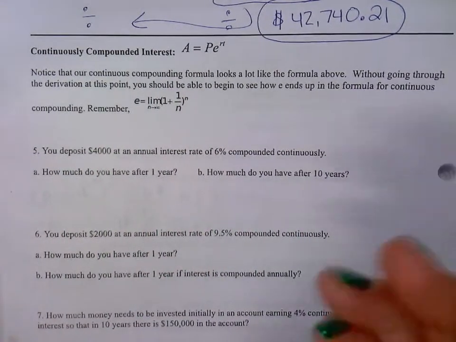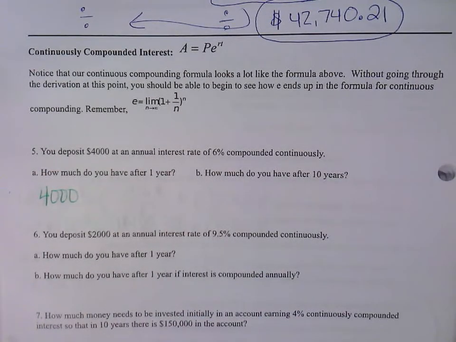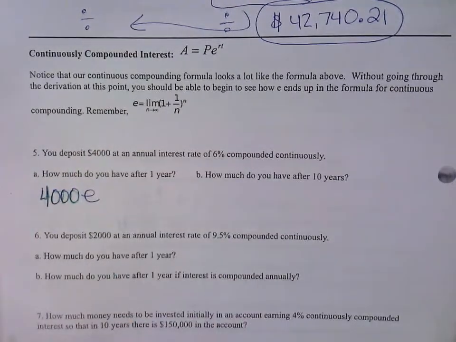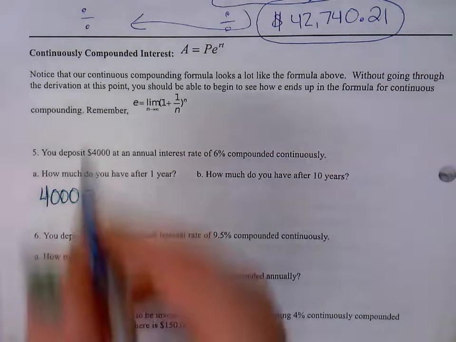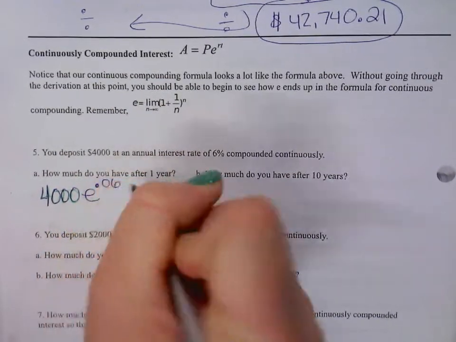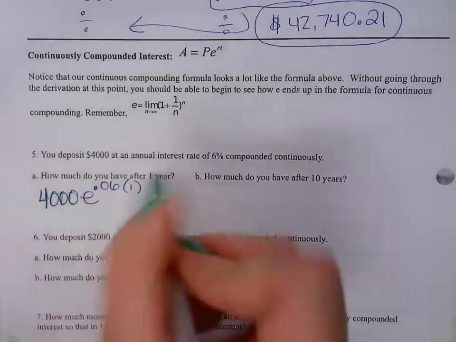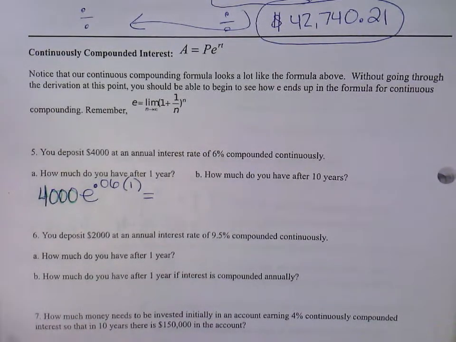So I take my principal of 4,000. I do not need to write that 1 plus 1 over n because E does it for me. E is that continuously compounded interest. And then I need to raise it to the rate, which is 6%. So I do 0.06 times the number of years, which is just 1. And E is the button on your calculator above the division symbol. So what do you get when you take 4,000 E and you raise it to the 0.06 power, right?